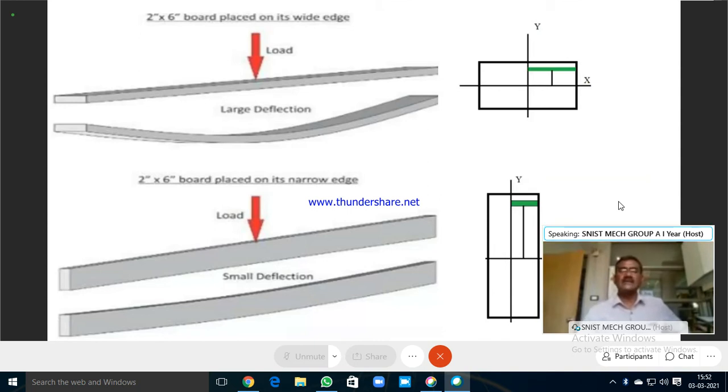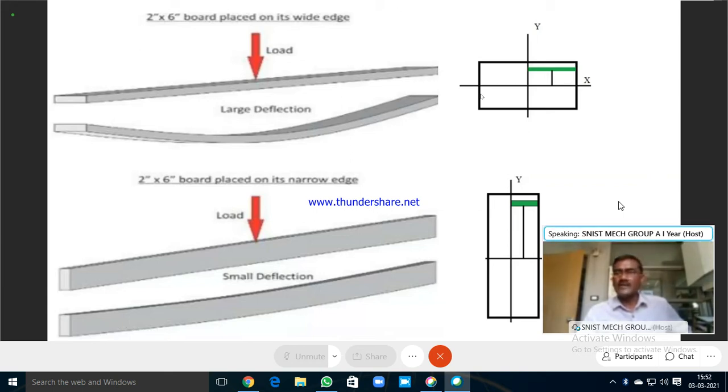Once the orientation is changed, obviously the moment of inertia is also going to change, and the orientation which has more moment of inertia is said to be the stronger section. Is it clear? So that is the significance or importance of your area moment of inertia. Okay.